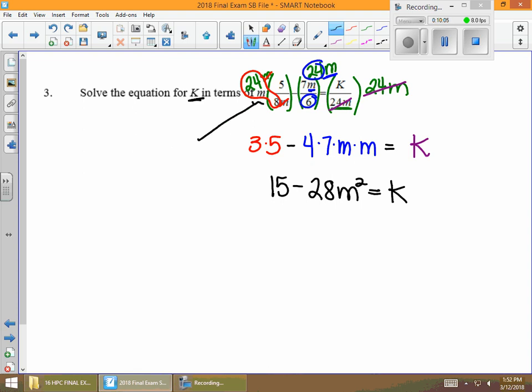Here we were just solving the equation for k in terms of m. That just means that m we can leave as a variable. So here's your answer. k is by itself, m is our variable. Done and pretty.